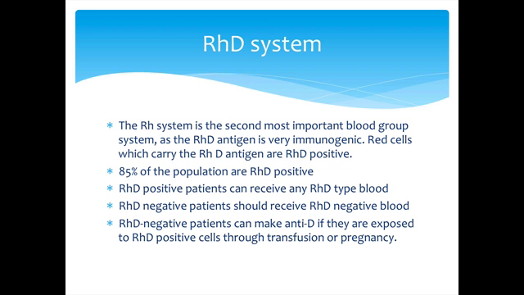Rhesus D negative patients who do not have the Rhesus D antigen on the red blood cells should receive Rhesus D negative blood, because the problem is that they can make the antibody, which is called anti-D, if they're exposed to Rhesus D positive cells through either transfusion or pregnancy. And in the case of a pregnant lady, it won't affect her current pregnancy, but the antibodies will be there in a second pregnancy, and these antibodies can attack the fetus's blood and lead to a hemolytic anemia.